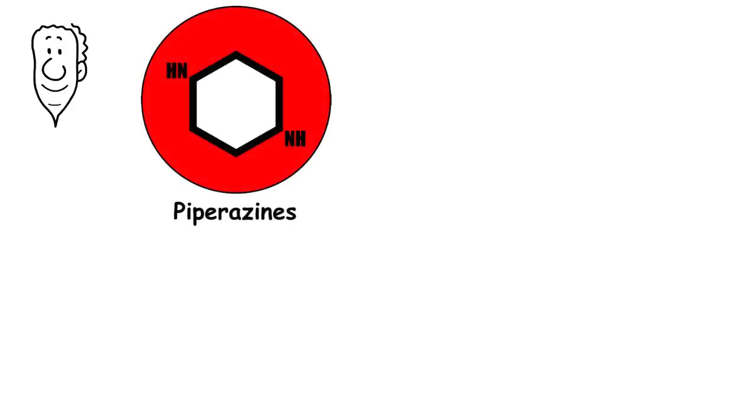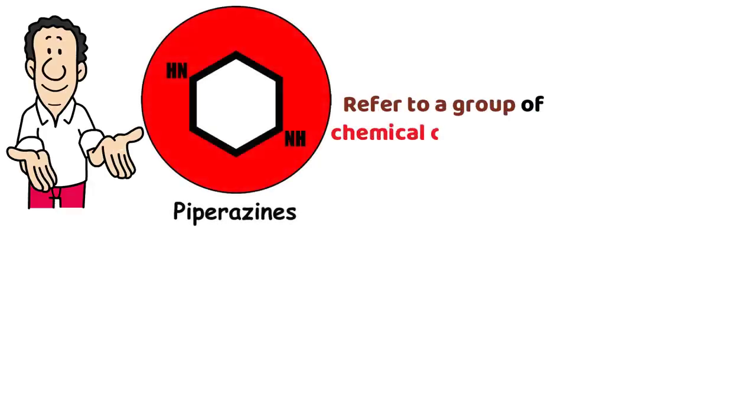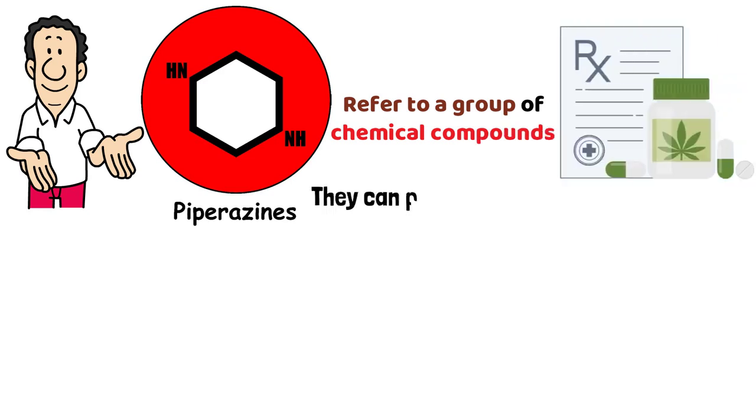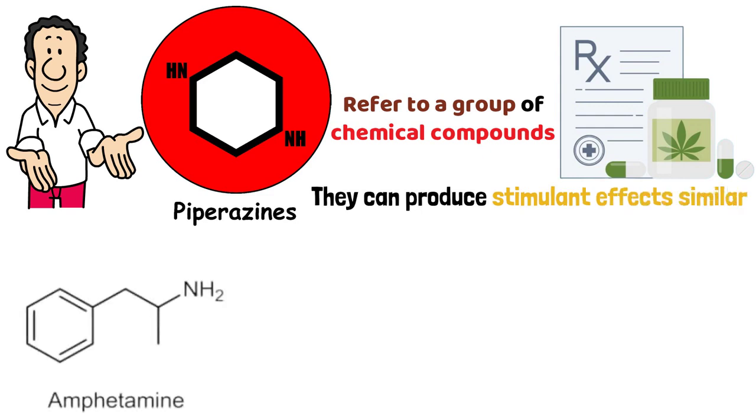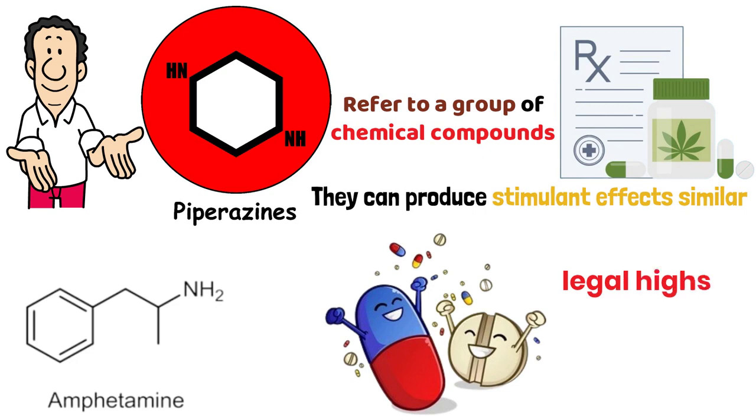Piperazines. Piperazines refer to a group of chemical compounds often used as recreational drugs. They can produce stimulant effects similar to amphetamines and are sometimes found in party pills or legal highs.